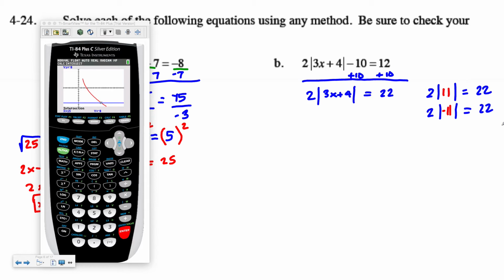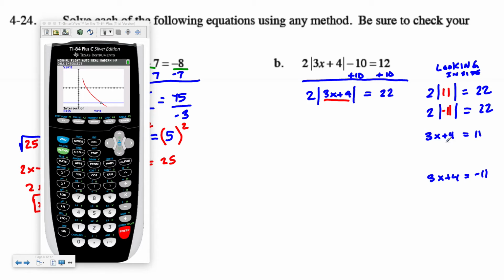That means that whatever we have inside of here, the 3x plus 4, has to equal 11, or it has to equal -11. And you could take it and solve it from there. This would be looking inside. So we looked inside, we know this has to be 11 or -11, so we're going to say 3x plus 4 has to equal 11, or 3x plus 4 has to equal -11.